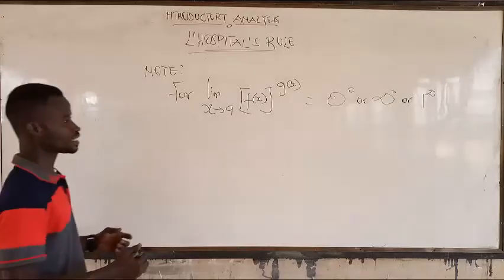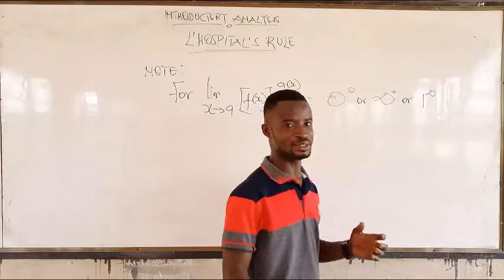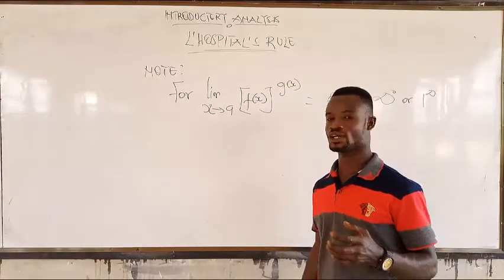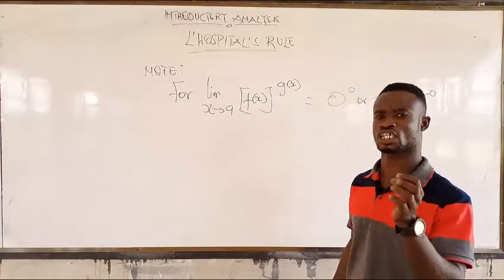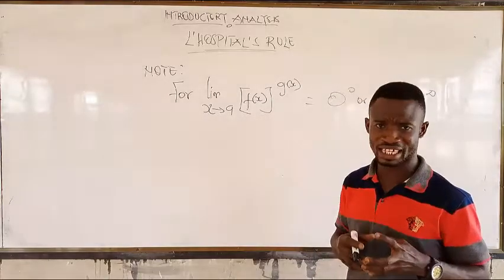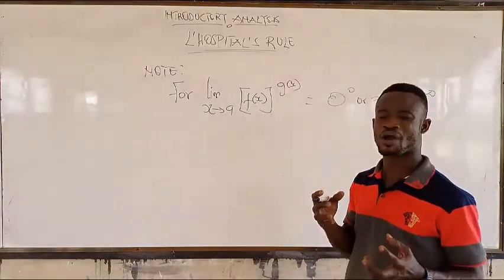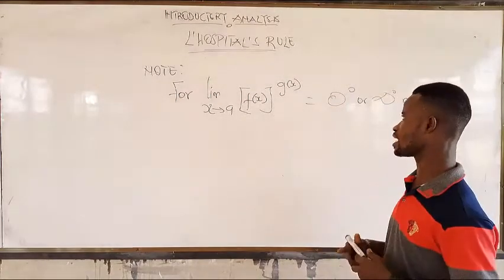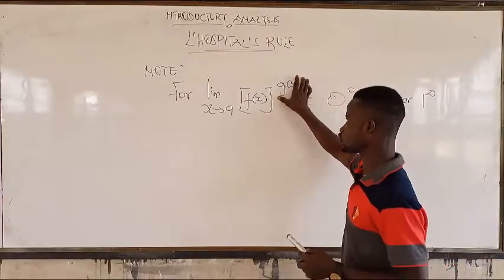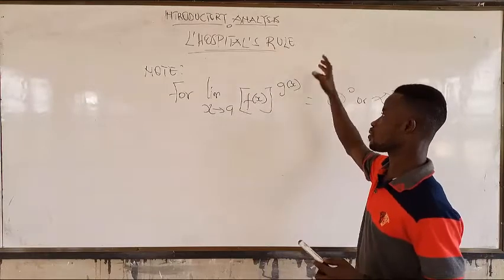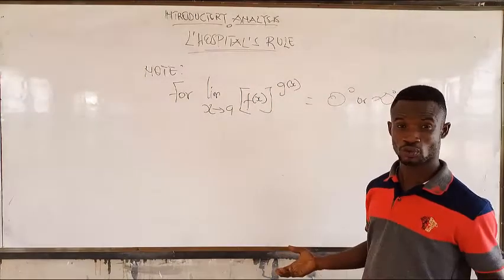Alright, so what if we have to take the limit whereby we have two functions, and it's not that they are multiplying, it's not that they are dividing, but rather one is raised to the power of another function. So we take the power to be g of s, and this to be f of s. So when such happens, how do we do it?